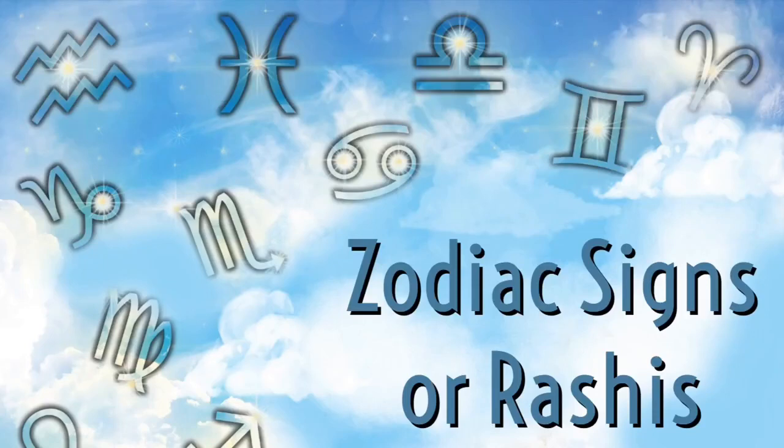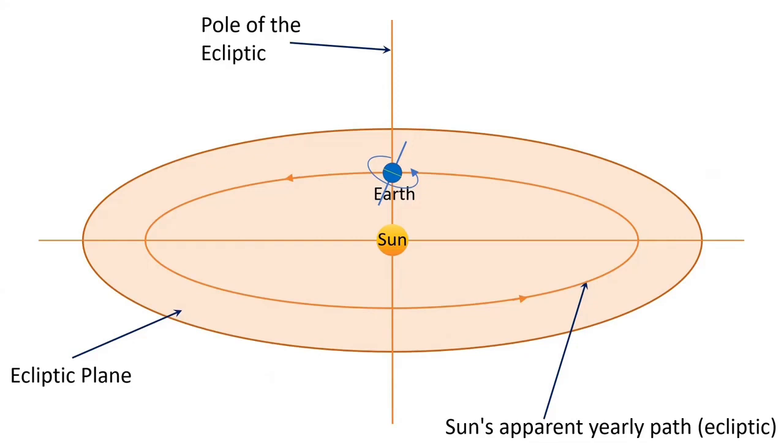And as you would have already guessed, today I'm going to talk about the zodiac signs or Rashis in Vedic astrology. Like the past videos, I'm going to bring in some astronomical angle here. Let's take a look at the diagram on the screen.